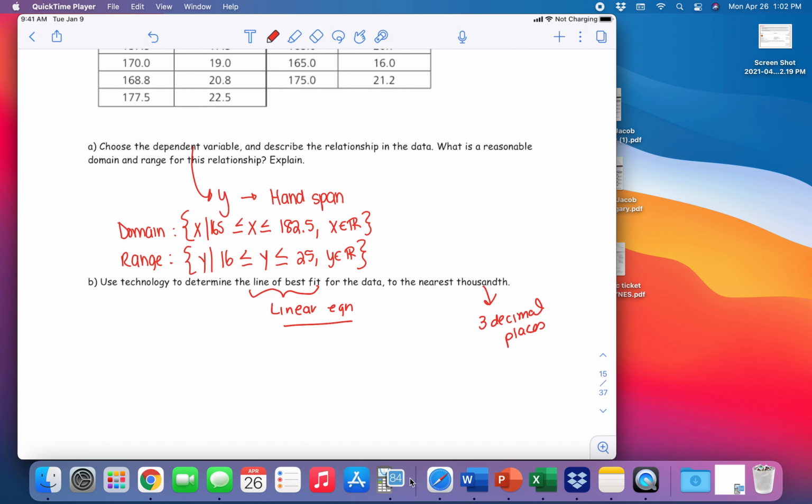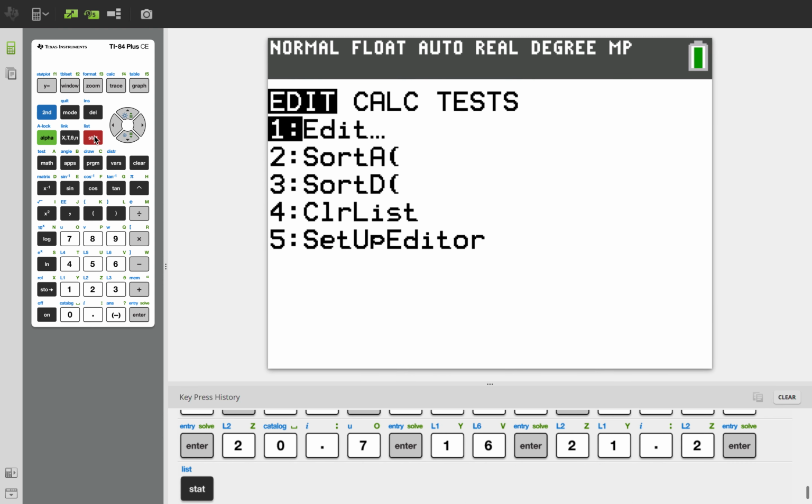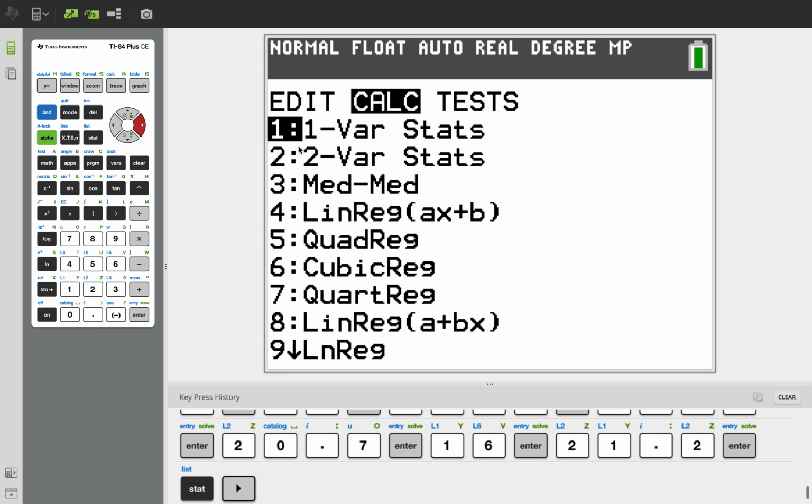So our next step in the calculator is to press stat. You're going to go to the right until you get CALC, and you're going to look for linear regression. Linear regression is number 4, guys, number 4. For this part of the unit, we're going to use only 4, 5, and 6. Don't go over here, we do not want to use number 8. So use number 4 by pressing 4.